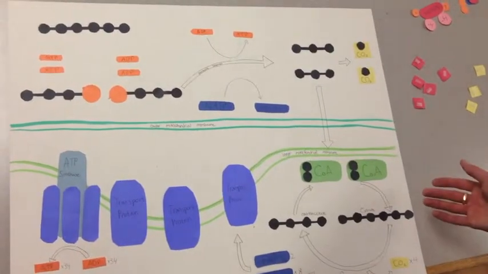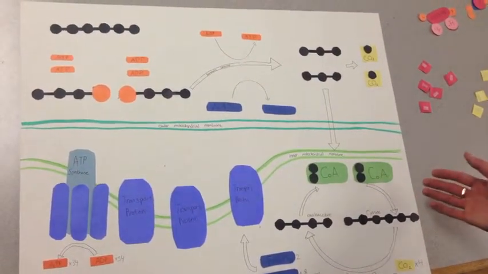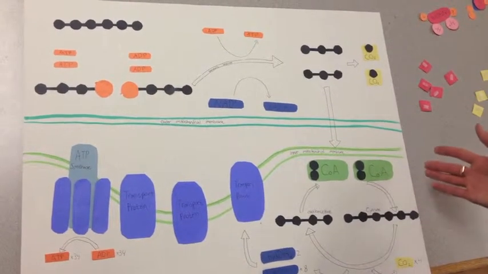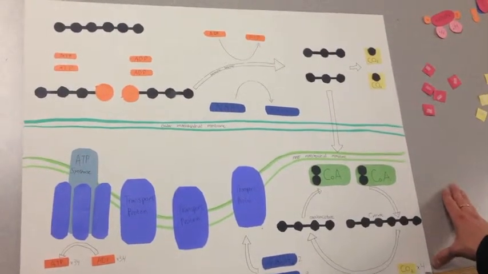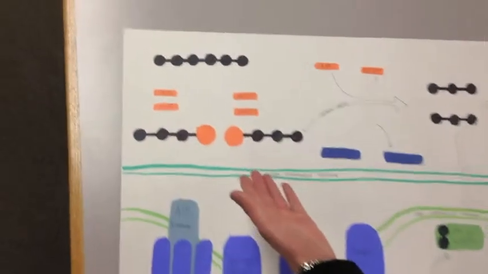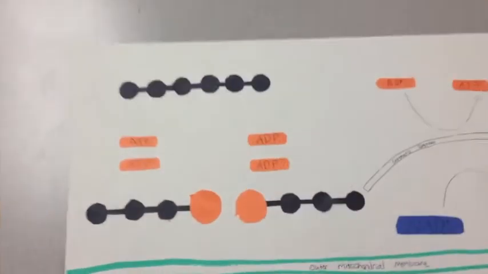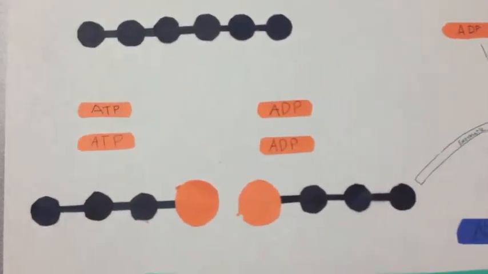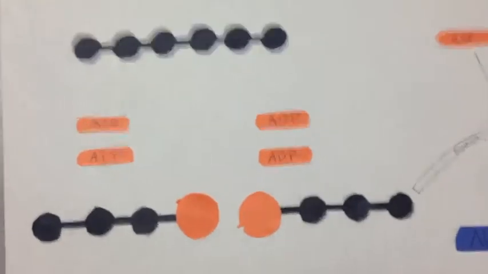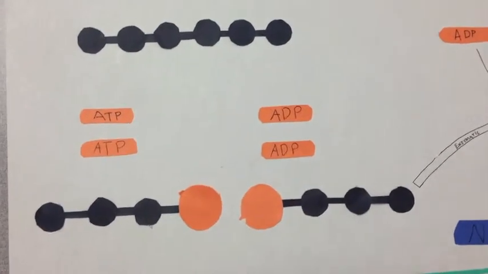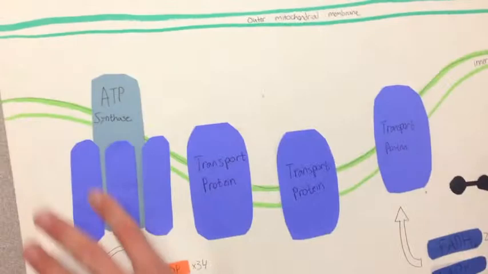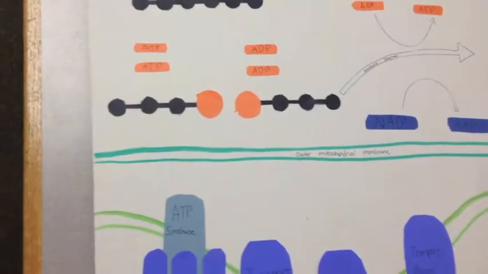This poster represents the three stages of cellular respiration. The first stage of cellular respiration, shown here, is glycolysis. In glycolysis, which occurs outside of the mitochondria, this region shown here is the mitochondria, and this region out here is outside of the mitochondria.